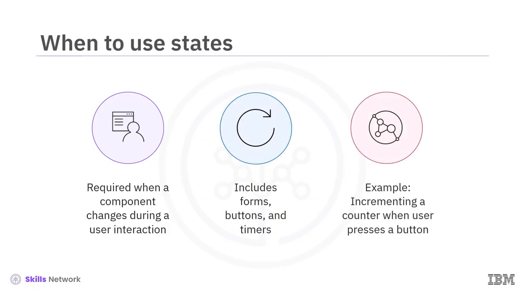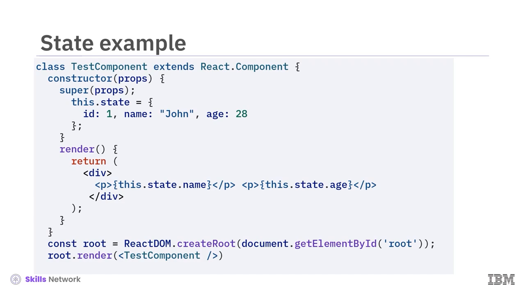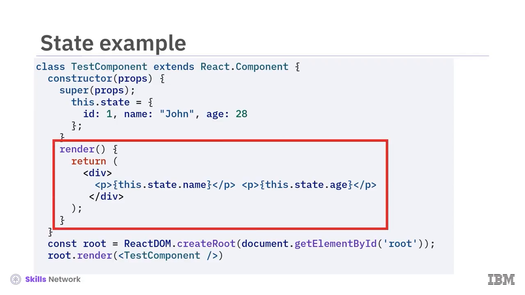For example, consider a simple application with a button and a counter. When the user presses the button, the counter variable increases by 1. As the count changes, you hold that value in the state. This code example shows how you can create a test component that contains the state with attributes such as ID, name, and age. The component's render function returns the state attribute's name and age.